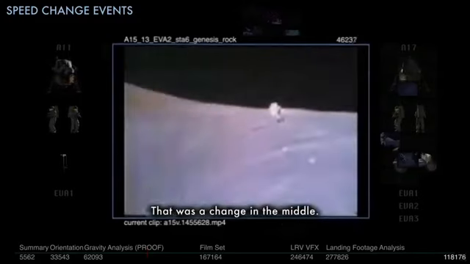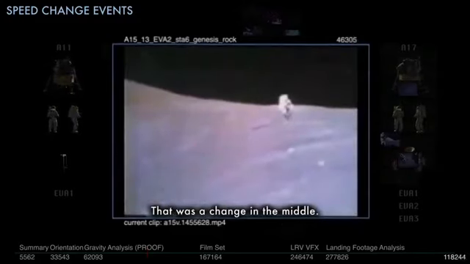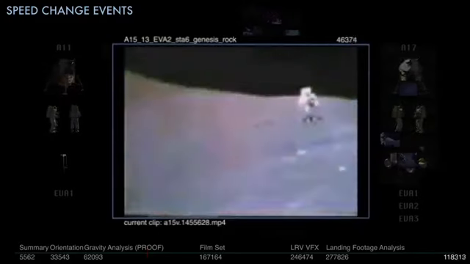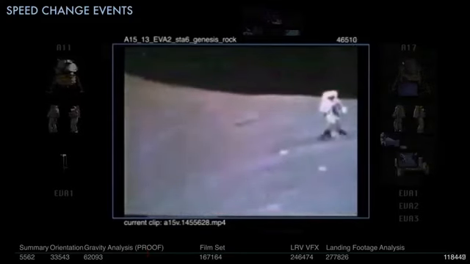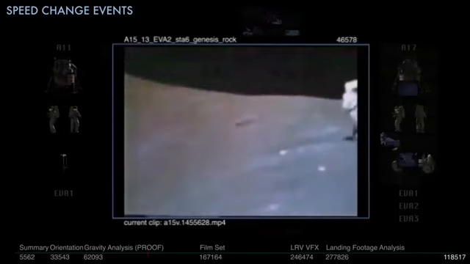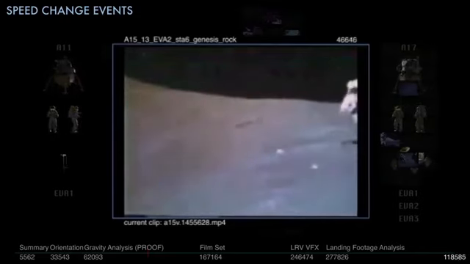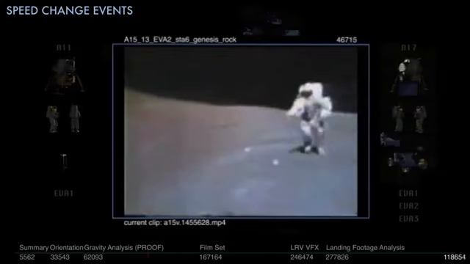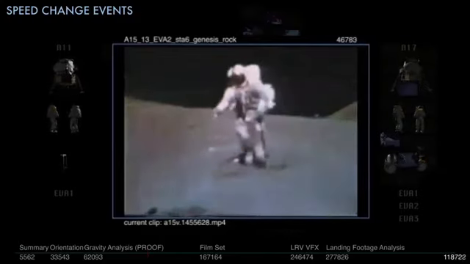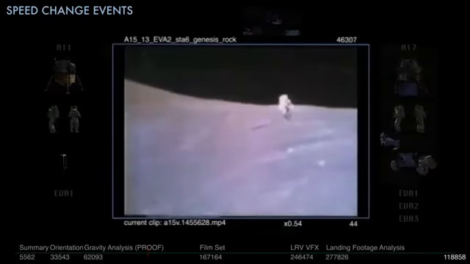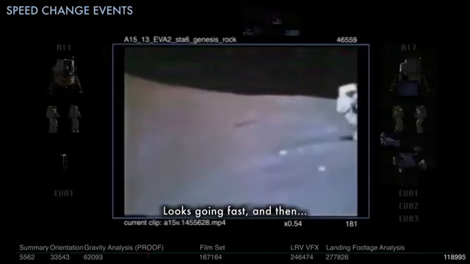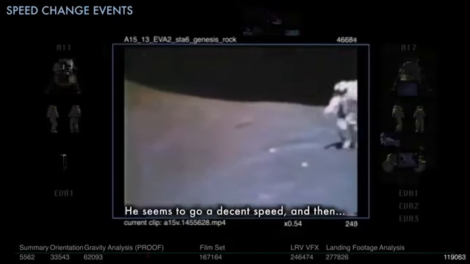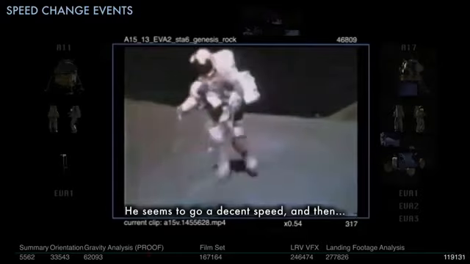That was a change in the middle. Did you see how the astronaut just sped up in the middle like that? Here, let's watch that again. Watch as the astronaut comes close to the camera, he's in slow motion. And then, keep watching, there, all of a sudden, he just sped up. There he is again. Looks like he's going fast. He seems to go a decent speed, and then, next.